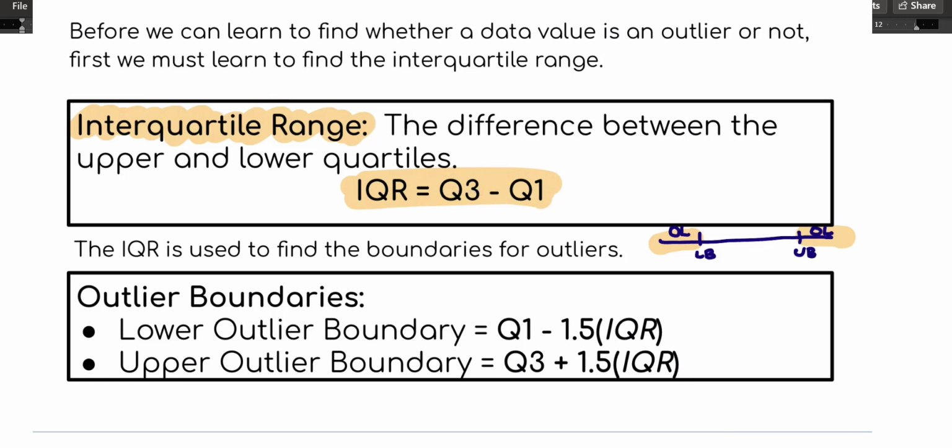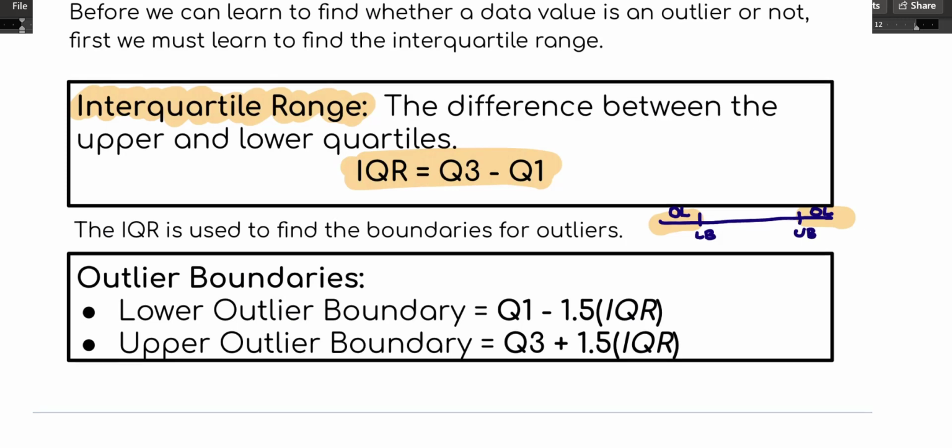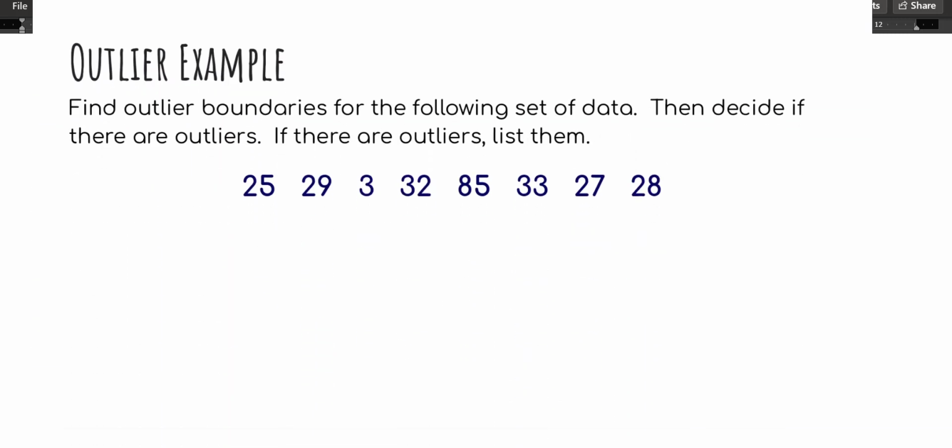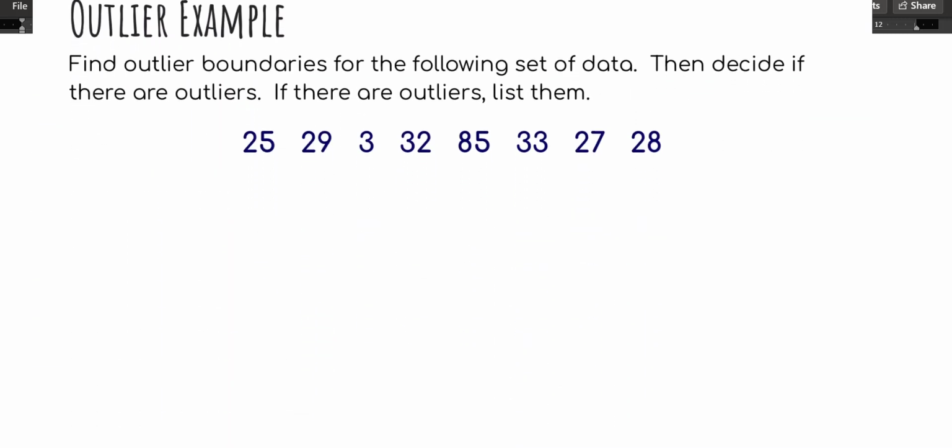one of the choices you can check when you are doing the numerical summary in Rguroo. So that's a nice thing. All right, so you want to write those formulas down because we will be using them to help us figure out if there are outliers. So then we have: find the outlier boundaries for the following set of data and then decide if there are outliers. If there are outliers, list them.